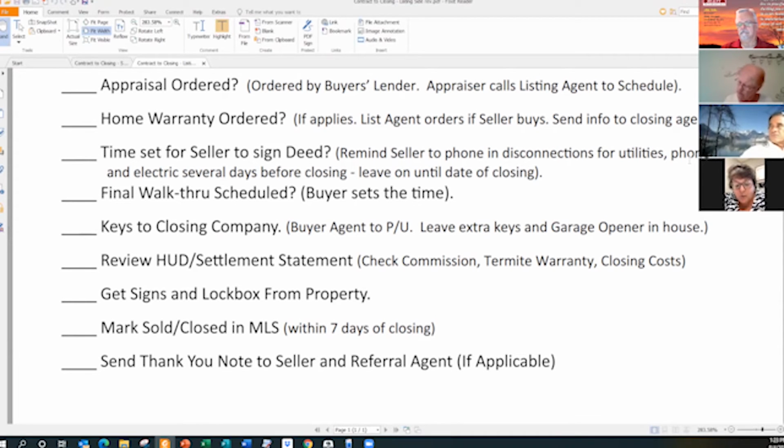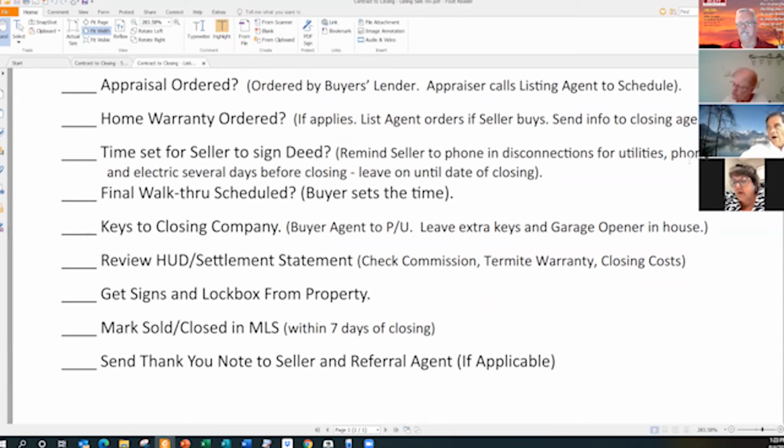And usually at the walkthrough, skipping down to the next item, it's agreed upon that the buyer's agent will take the keys out of the lockbox and take it with them to closing to give to the new buyer. You can tell your seller to leave any extra keys and garage door openers at the house.